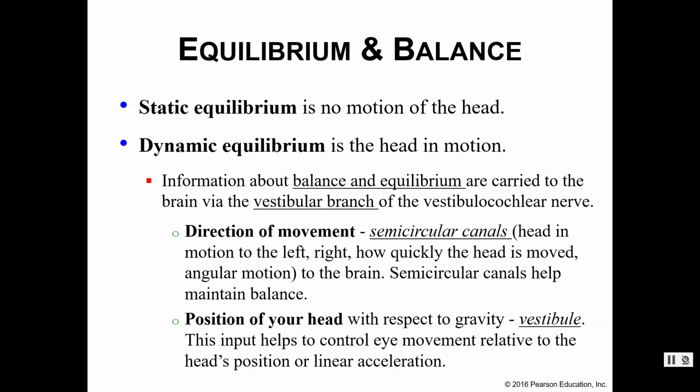head motions. Now, the information that we gather about our balance and equilibrium is carried to the brain via cranial nerve number 8, or vestibulocochlear nerve, and specifically it will be traveling down the vestibular branch of cranial nerve number 8. Now, we have two structures that work together to help us overall with the equilibrium and the balance.